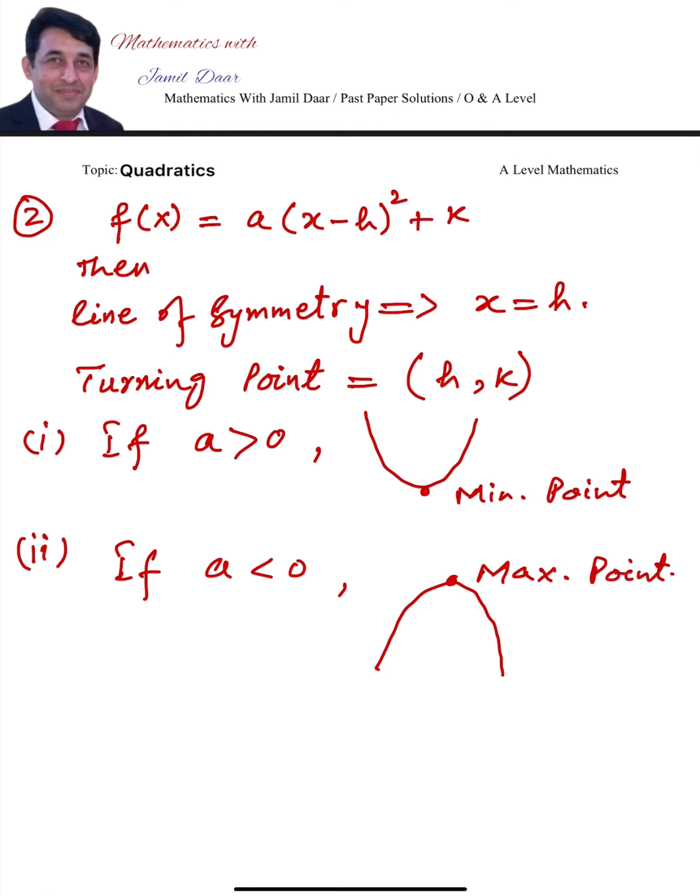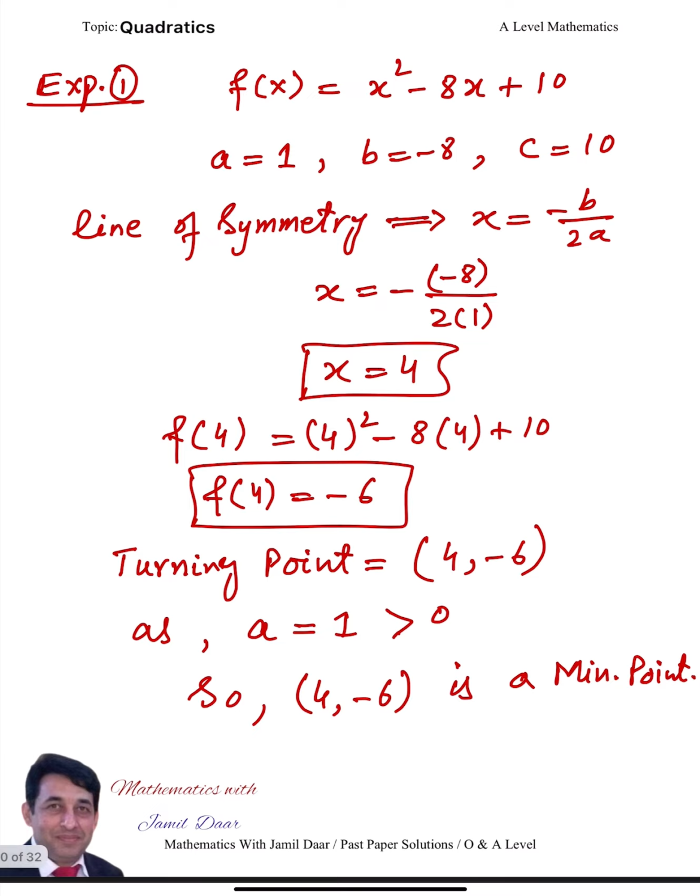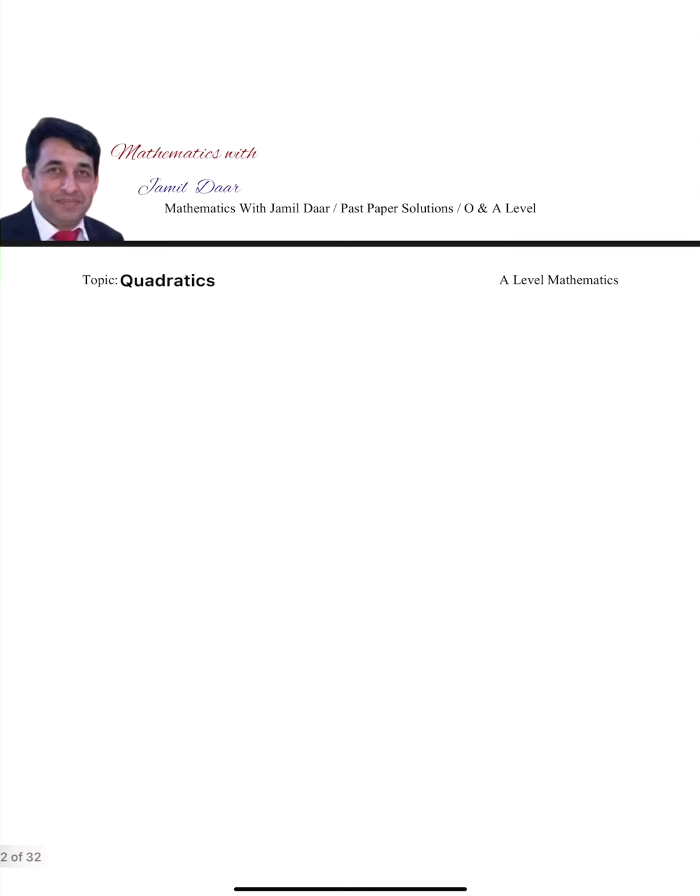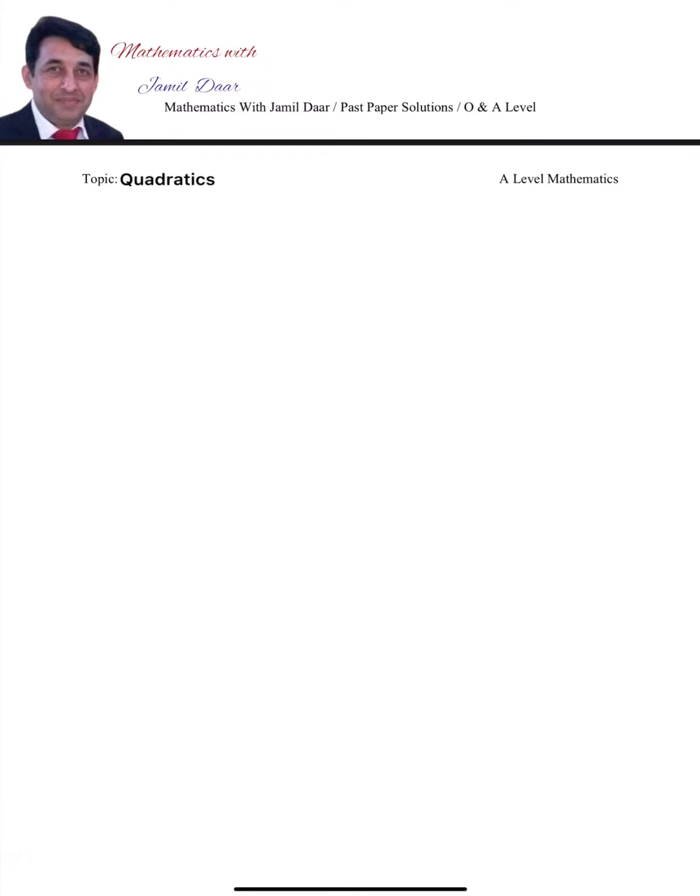Okay, let's take the same example. We have taken x² minus 8x plus 10. f(x) is equal to x² minus 8x plus 10. So you have to complete the square. You have to write it into completed square form first.